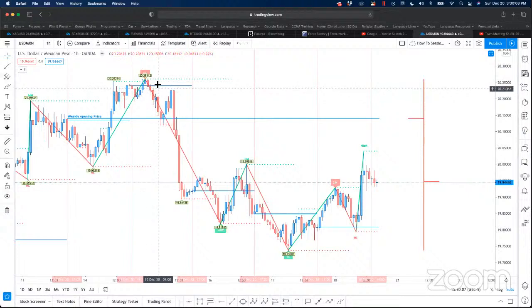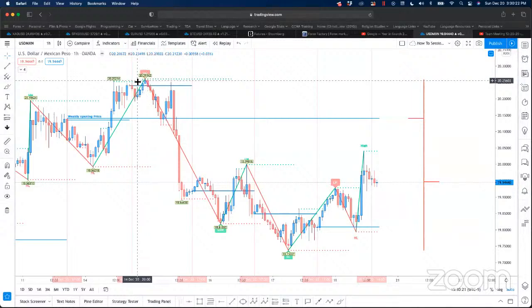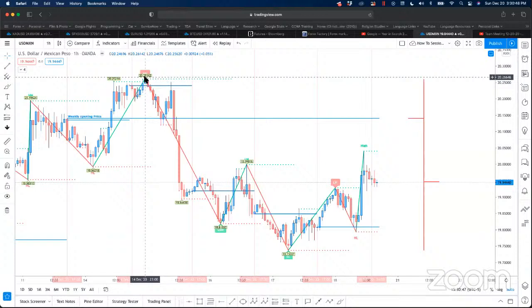The high was made on the 14th, and the 14th was Monday, I believe. Yep, it was made Monday. In this case the high was made in Tokyo session, but it was actually initially made over here, and they pierced it over here. So the high was really made on that Monday at New York session right here, and we just had a little wick above it, right?